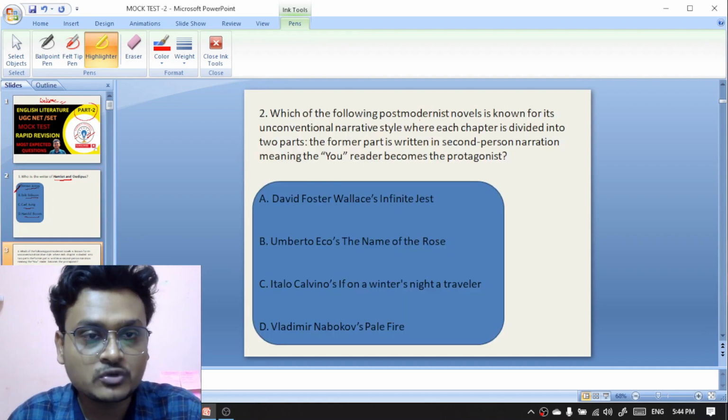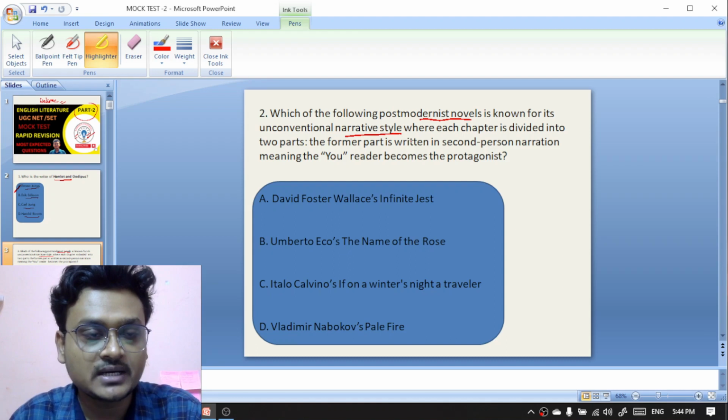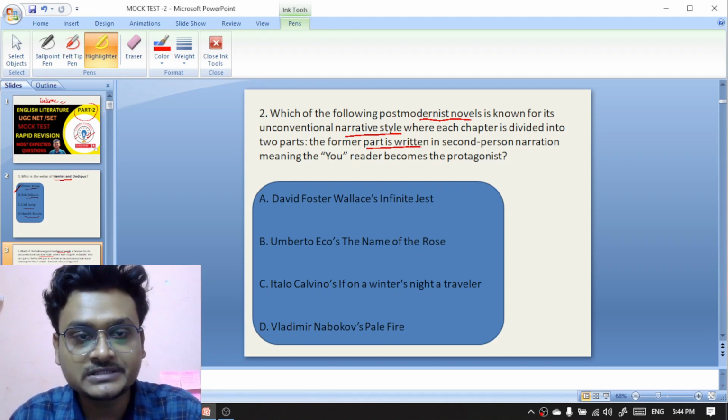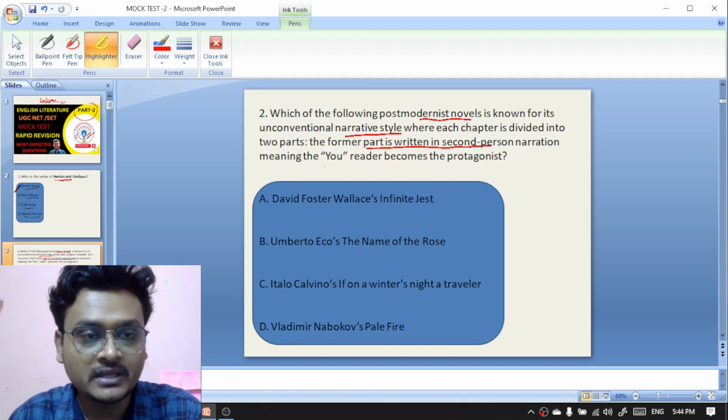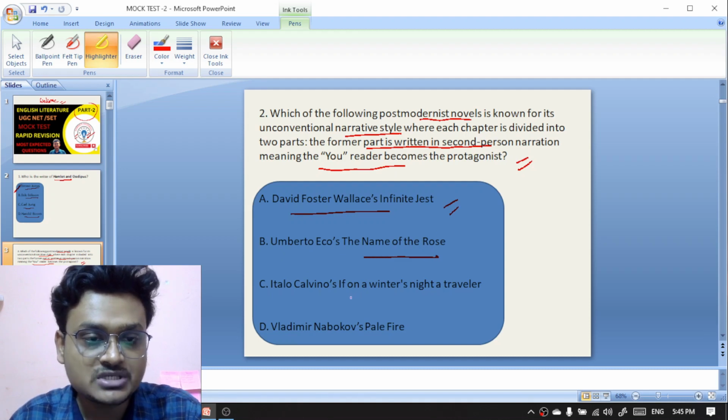Which of the following postmodernist novels is known for its unconventional narrative style, where each chapter is divided into two parts? The former part is written in second person narration, meaning the reader becomes the protagonist. Your options are David Foster Wallace's Infinite Jest, Umberto Eco's The Name of the Rose, Italo Calvino's If on a Winter's Night a Traveler, or Vladimir Nabokov's Pale Fire. So the right option here is Italo Calvino's If on a Winter's Night a Traveler. This is a postmodernist work here.